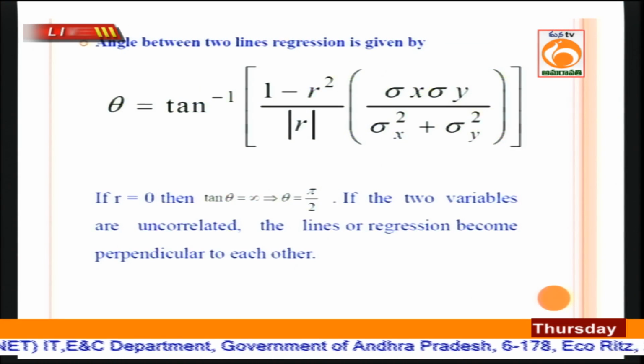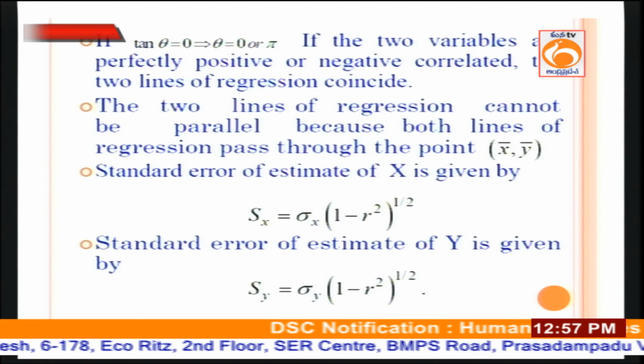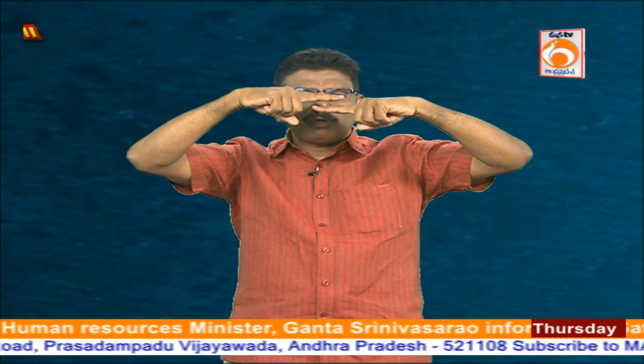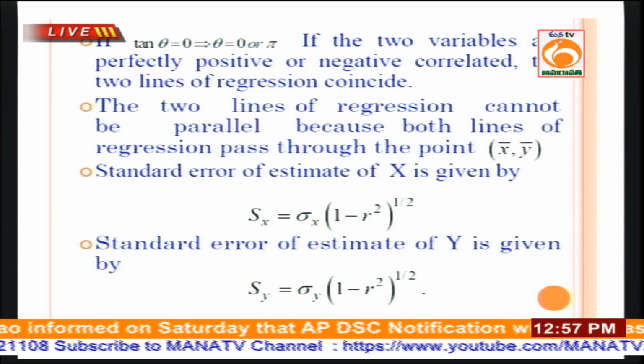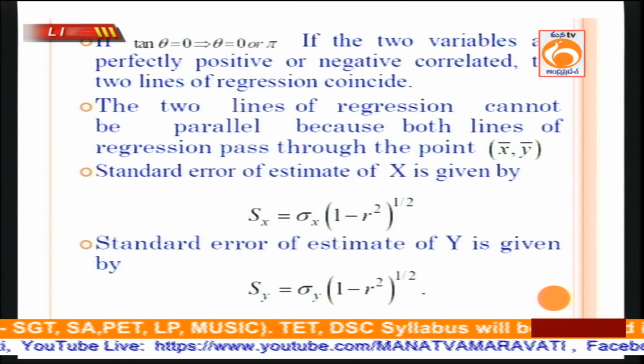Using this formula we can observe the behavior of the lines. These two lines coincide at a point and cannot be parallel, because both pass through x bar and y bar. That point is x bar, y bar. In this case the angle is 0 or pi, so tan theta is 0 and theta is 0 or pi degrees. When the two variables are perfectly positively or negatively correlated, the two regression lines coincide.